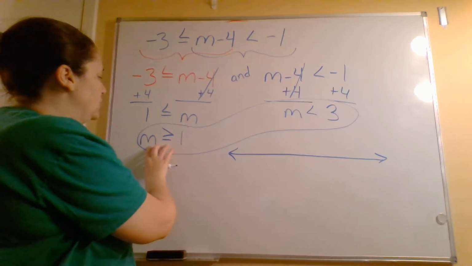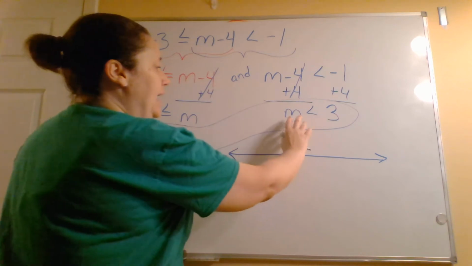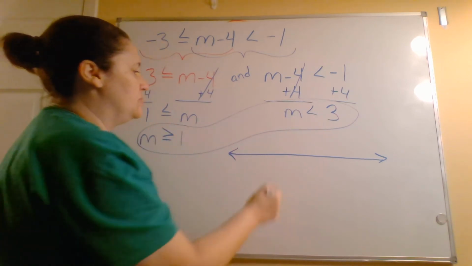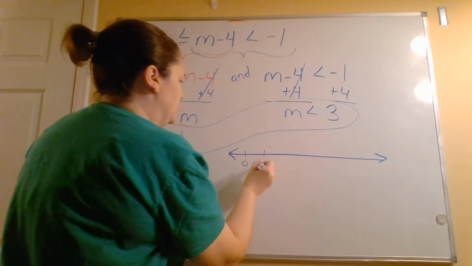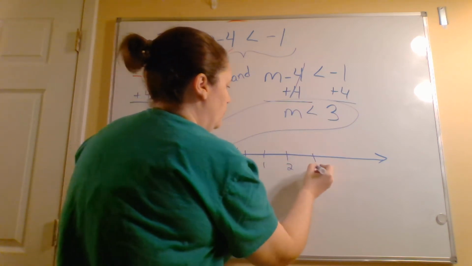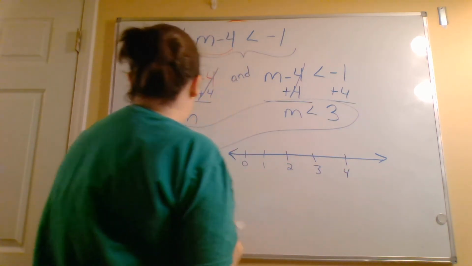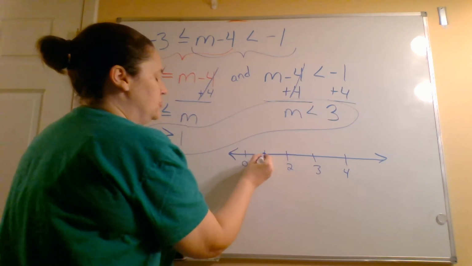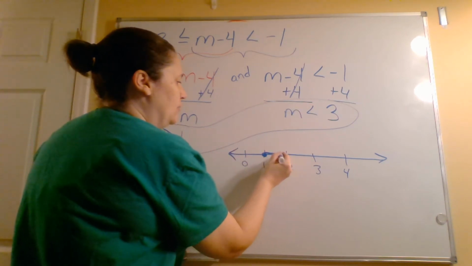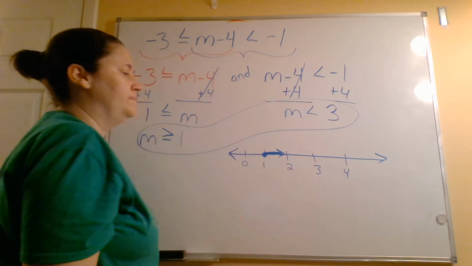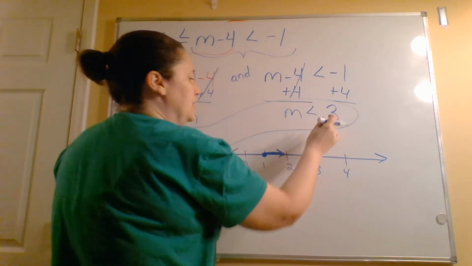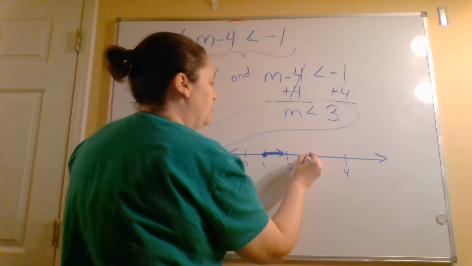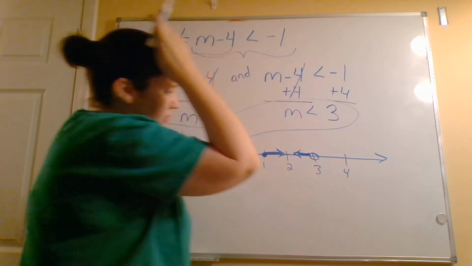We need m is greater than or equal to 1 and m is less than 3. So we will need, here's 0, 1, 2, 3, 4. We need all of the numbers that are greater than or equal to 1. Here's 1. All the numbers greater than 1 go this way. And we need all the numbers less than 3. Open circle on 3, and the numbers less than 3 go that way.